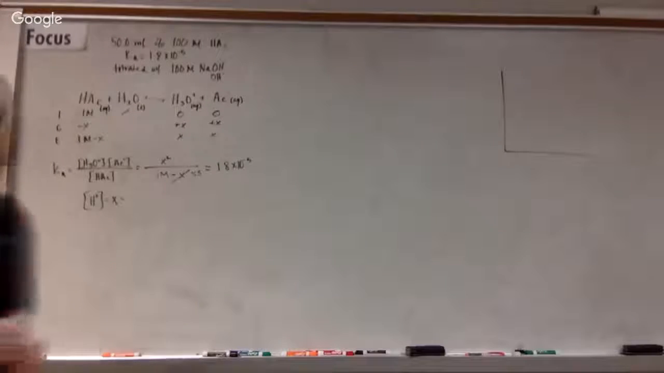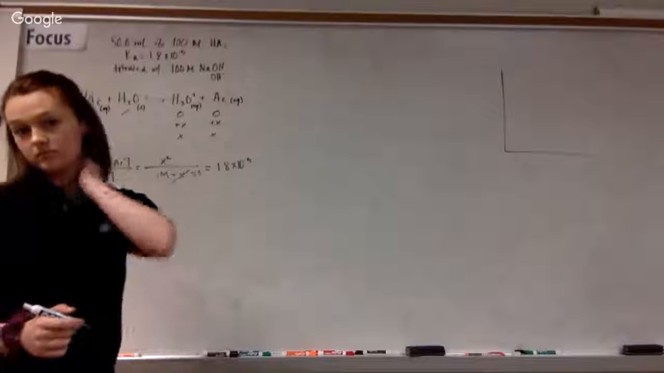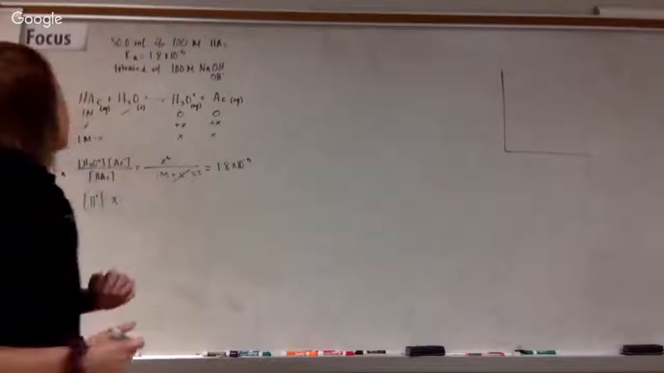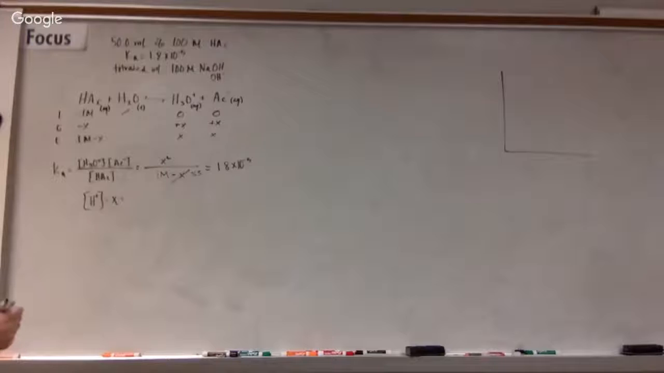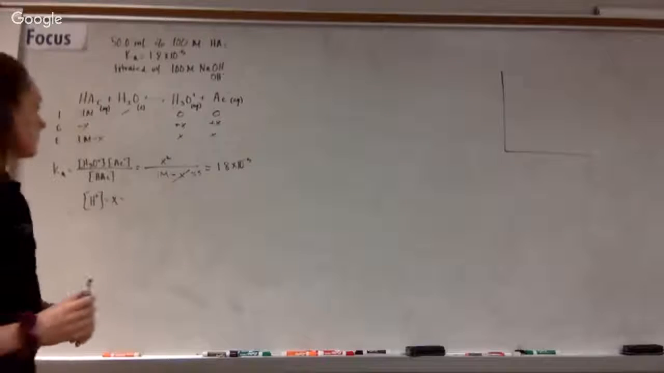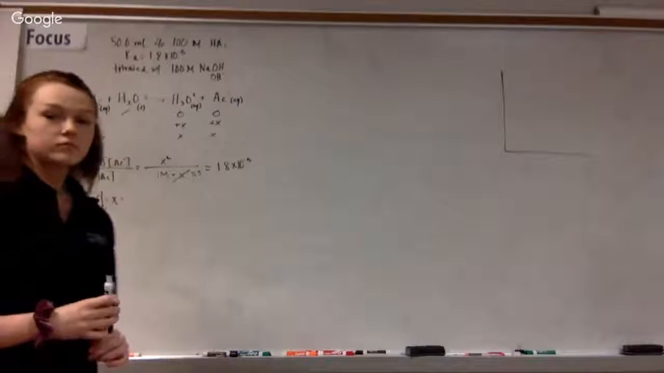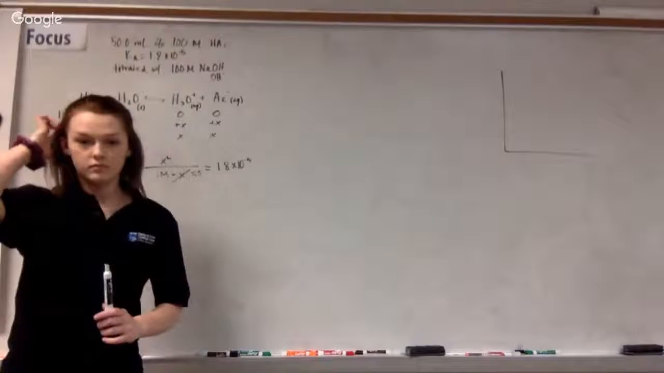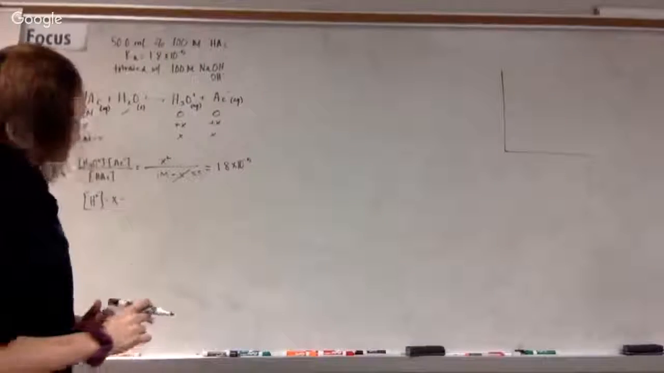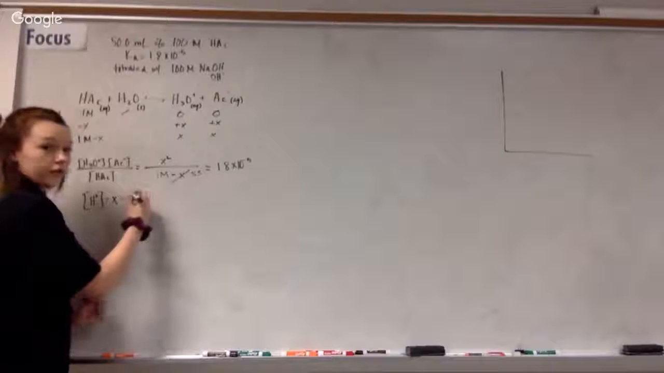By the way, isn't the X value equal to both H3O plus and Ac minus? But we don't care about the Ac minus, because they're not asking us to figure out anything about it. They're asking us to figure out the pH, so we want to figure out the H plus concentration. Is that what you got?